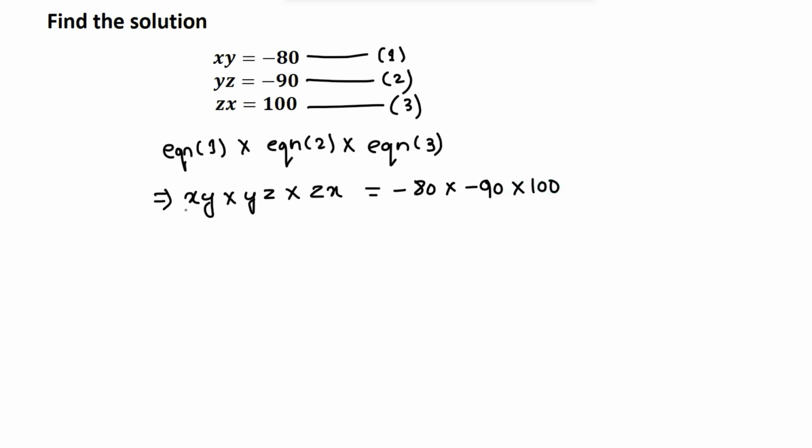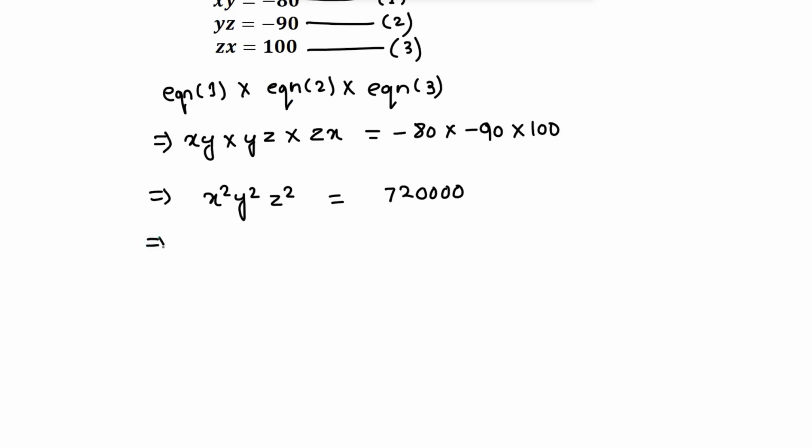Here you can see that we have x and x, so x multiplied with x is x square. Similarly, y and y becomes y square, and z multiplied with z becomes z square, equals minus 80 multiplied with minus 90, which is 7200, multiplied with 100. So here I can write (xyz) whole square equals 72 with 4 zeros.